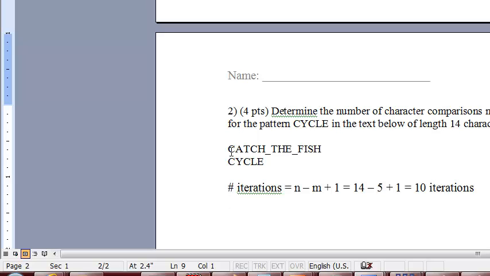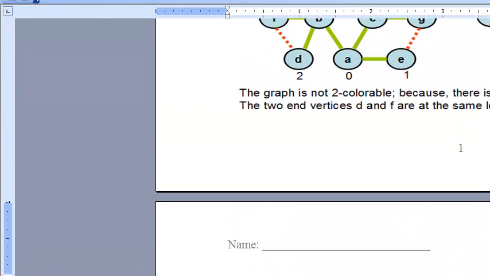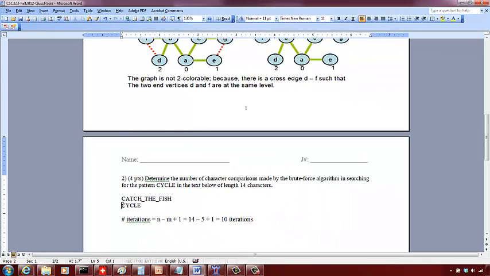So the first iteration, we see that the first comparison matches, so we do the second comparison, it doesn't match. Then in the second iteration we compare A with C, they don't match, so we don't need to do the further comparisons. We don't need to compare T with Y, this C with C, and so on. Similarly, when we do the third iteration, we compare T with C, they don't match, so we don't really need to compare C with Y, H with C, and so on.